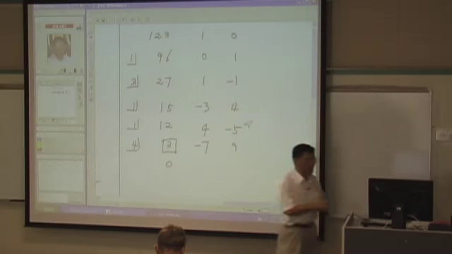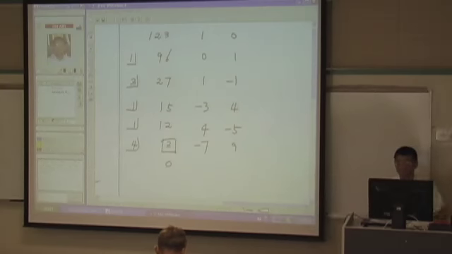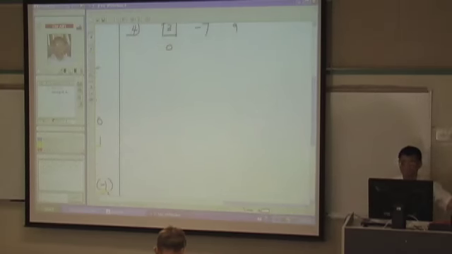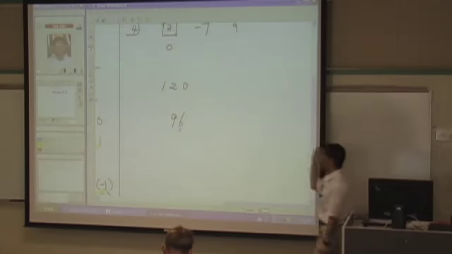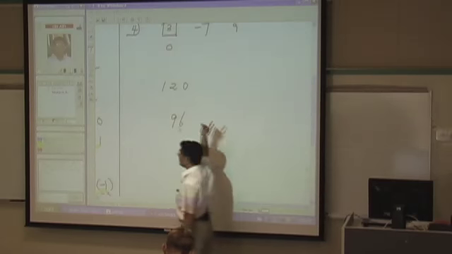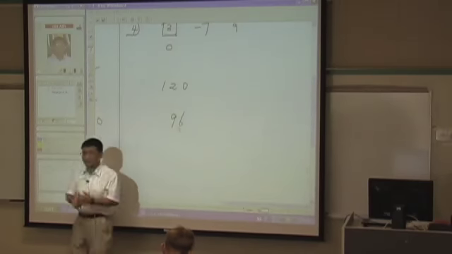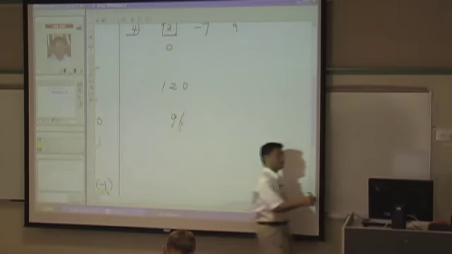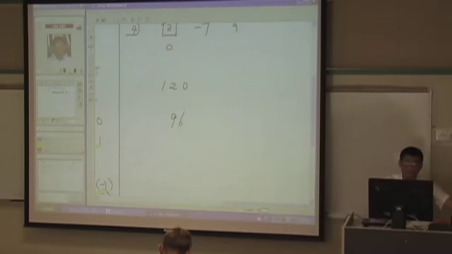So I will give you one more problem. 120 and then 96, right? So please write the same table as the previous one for these two numbers with the abbreviated version, right? Do not write the full version.